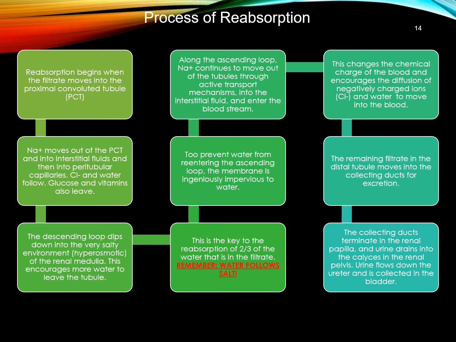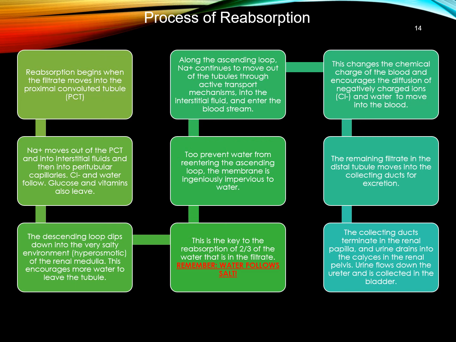And so we move from the proximal convoluted tubule into the loop of Henle, and that first downward portion of the loop of Henle is called the descending loop of Henle. And this part of the loop is going to dip way down into the medulla, which is increasingly salty, or hyperosmotic. And this is going to encourage even more water to leave the tubules. Remember, we said that we reabsorb about 2/3 of the water that's filtered out into the filtrate, and this is what causes that to happen. This extremely salty environment of the medulla is going to cause more water to move out because water follows salt. So more water is going to be encouraged to leave this descending loop of Henle.